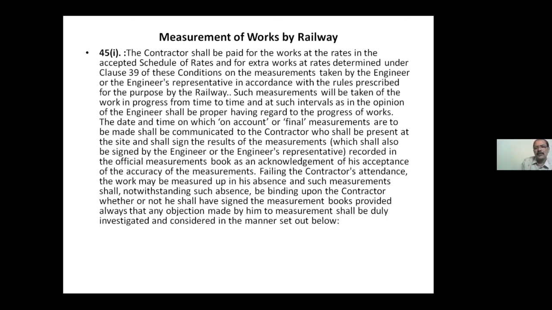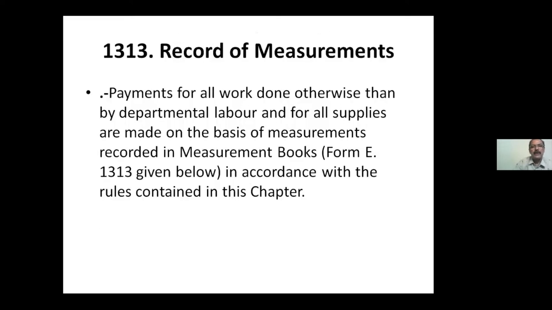And what are the MBs to be maintained? All the measurements will be recorded in measurement books. It is called MB. You may get a question, what is MB? MB means measurement book. What is the form of MB? 1313 of engineering code. Okay. This measurement book, what is the period for which MB should be kept? 10 years. That also you may get. The preservation of measurement book is for a period of 10 years as per codal provision.